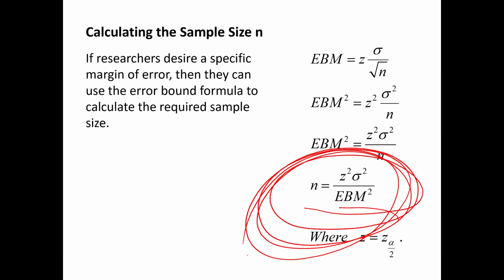So n, the sample size you need for a particular confidence interval, is z squared, which is the z sub alpha over 2, based on the confidence level you're using, times the standard deviation of the population squared, divided by whatever error you want. So if I'm interested in predicting plus or minus 5 points, that's the error bound of the mean.